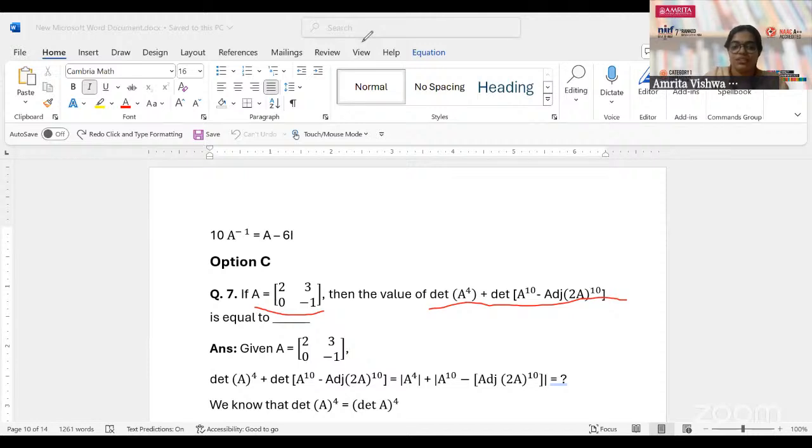There is a little work that each and every one of you have to put in order to solve this question. So just try this. A is equal to [2, 3; 0, -1]. You need to find determinant of A raised to 4, determinant of A raised to 10 minus adjoint of 2A raised to 10. So initially you have A. You can find determinant of A, then determinant of A raised to 4. Then you have to find A raised to 10. Once you have found A raised to 4, you can find a relation and it's easy to find A raised to 10. Then you have to find 2A, then adjoint of 2A, then adjoint of 2A raised to 10. So start doing this question.